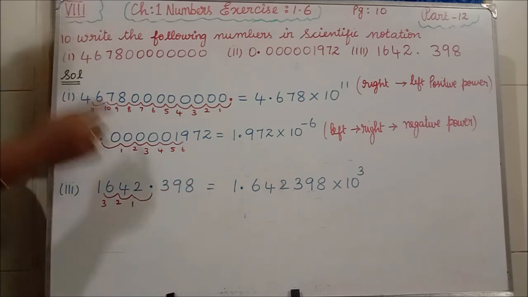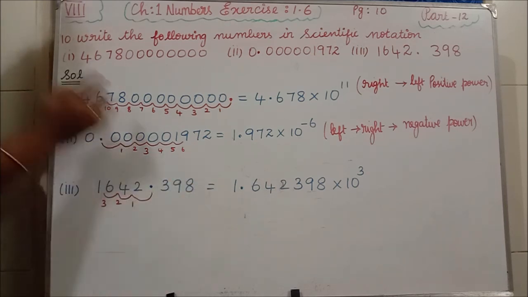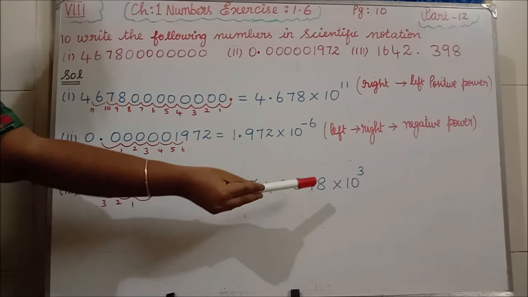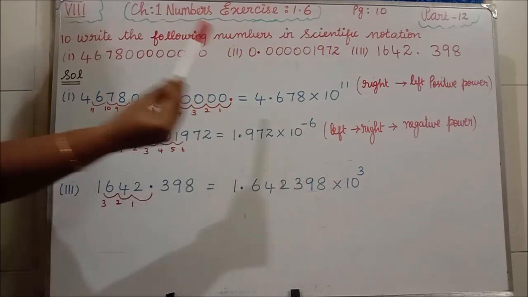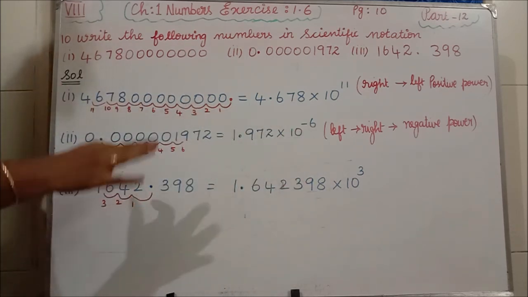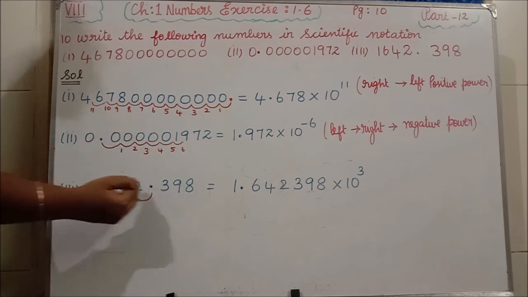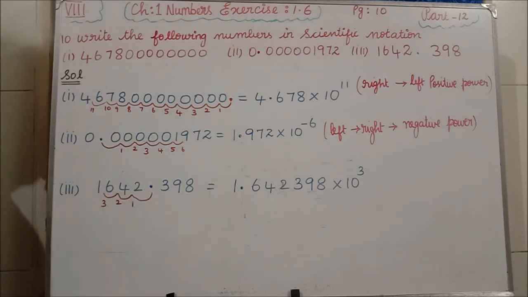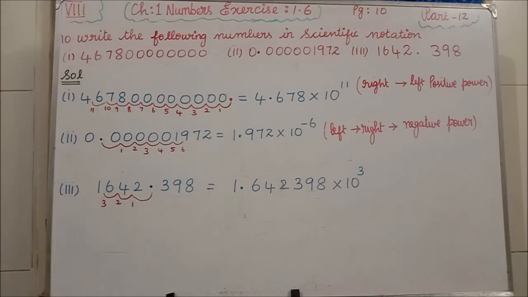See how I am writing: 1.642. Then afterwards what number are we having? 398. So that also I am writing, 398 into 10 power. How many places have I moved? 3 places I have moved, from right to left. So I am writing the power in the positive. Clear, students, all of you, the 10th question?